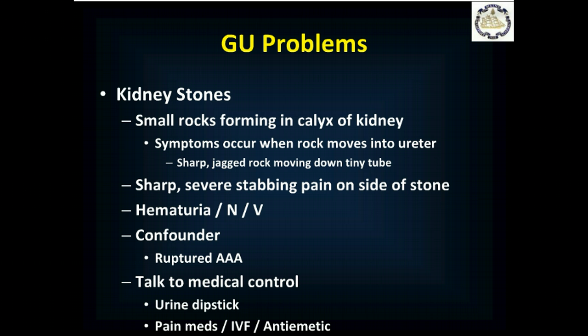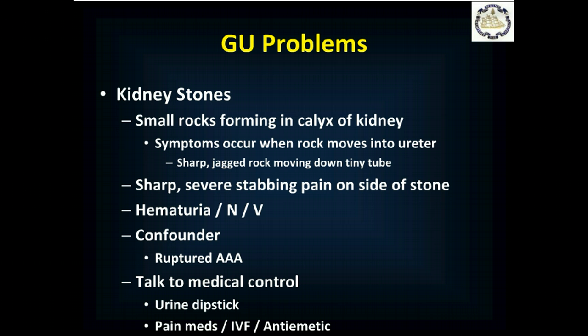And those small rocks just sit in there and are fine, and then when they start to slide down the tube that connects the kidney to the bladder, the ureter, you've got this little sharp, jagged rock about the size of a grain of sand sliding down through a tiny tube. And that can cause severe, sharp stabbing pain on the side of the stone.